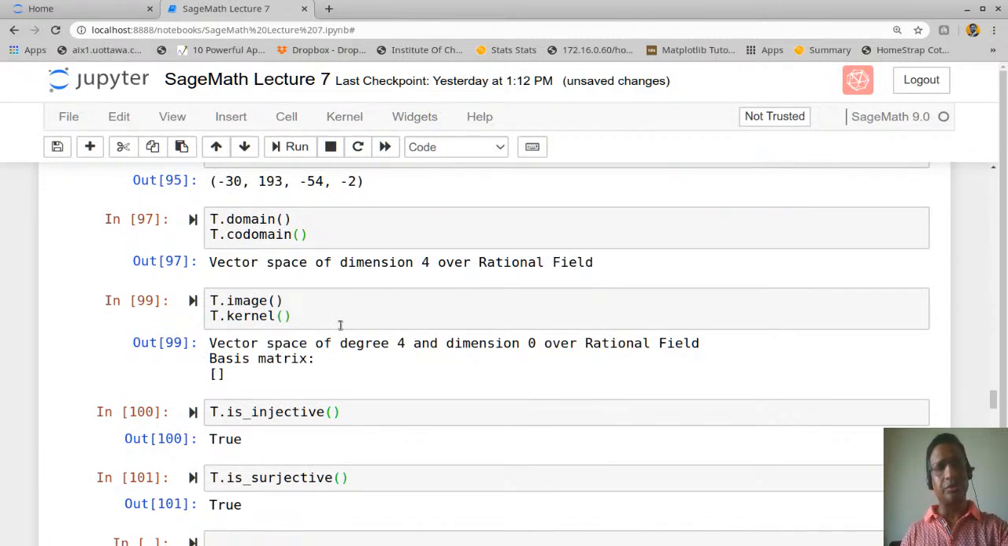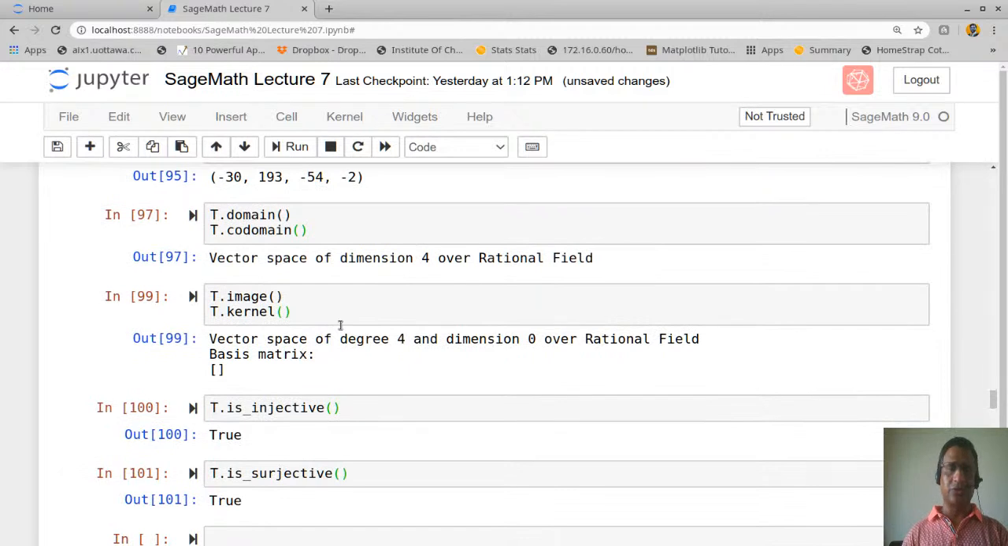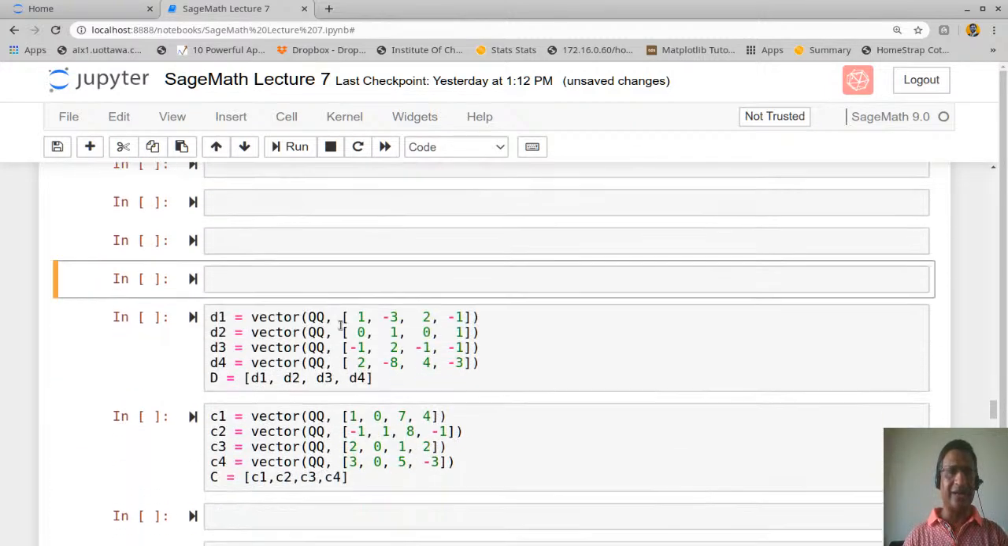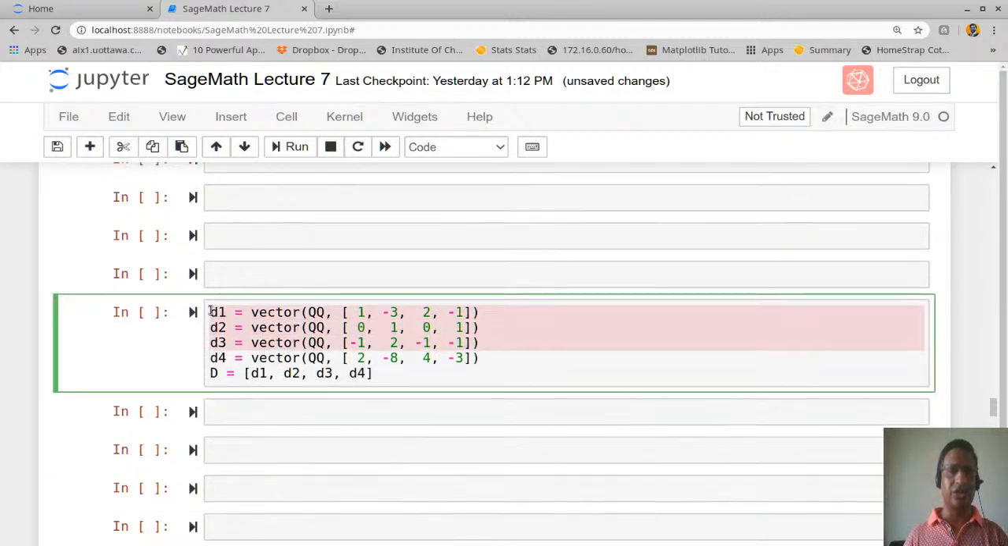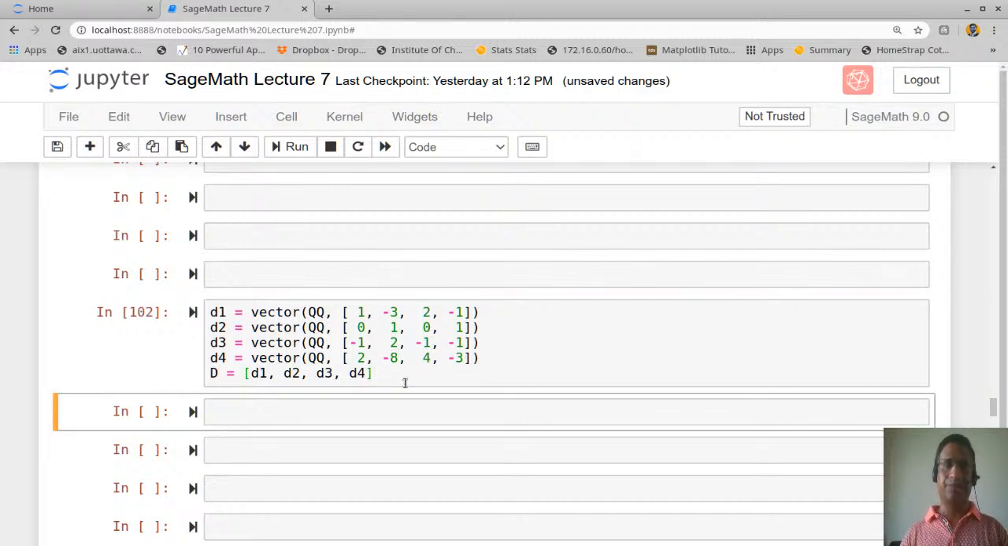Next, let us say we want to define the matrix of T with respect to a given basis. So let us generate some random basis of the domain and codomain, and then find the matrix of T with respect to that given basis. We can again generate 4 random vectors, check whether they are linearly independent, and generate a basis. However, let me define some random 4 vectors. I have called them D1, D2, D3, D4, and D as the list of D1, D2, D3, D4. So 4 vectors you could define randomly.